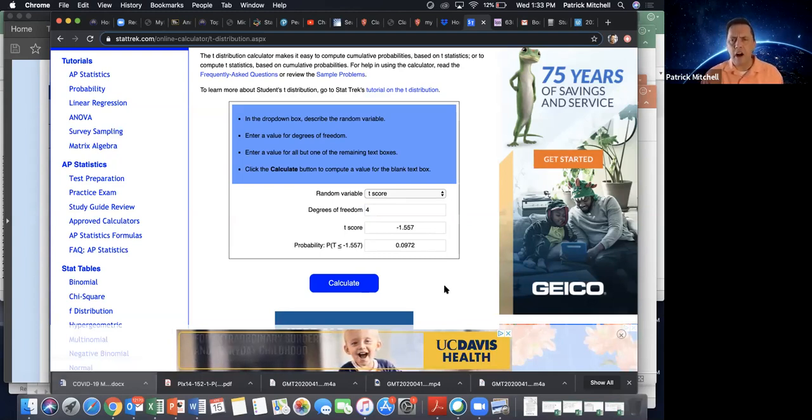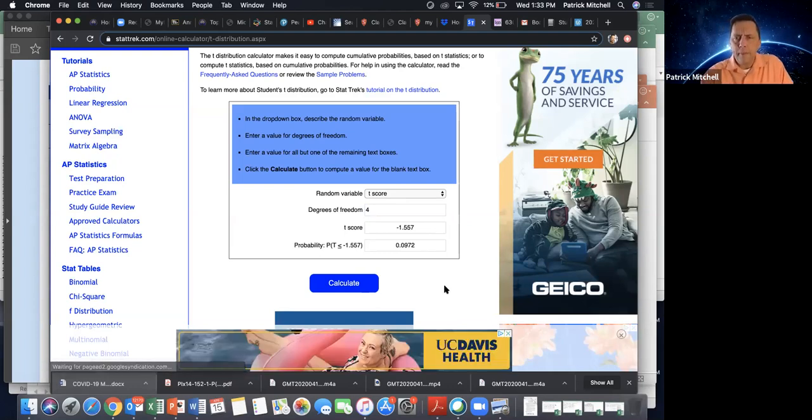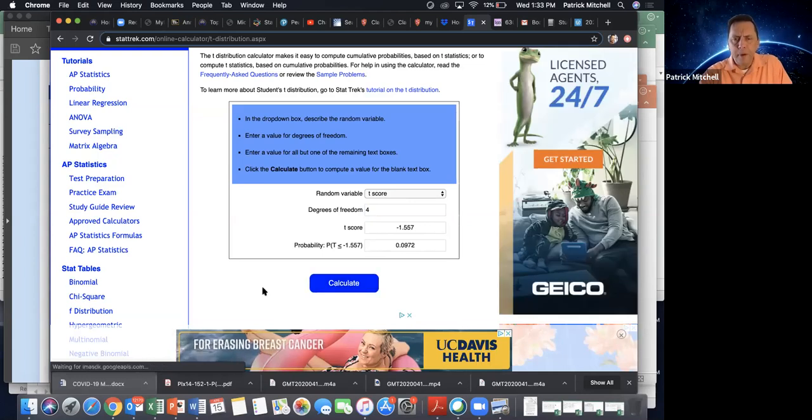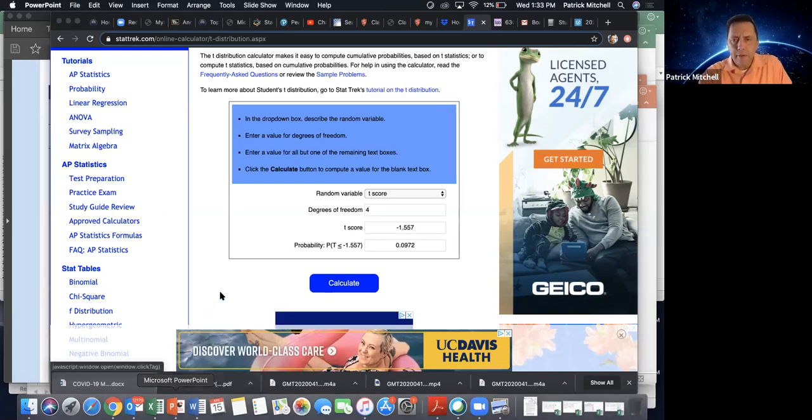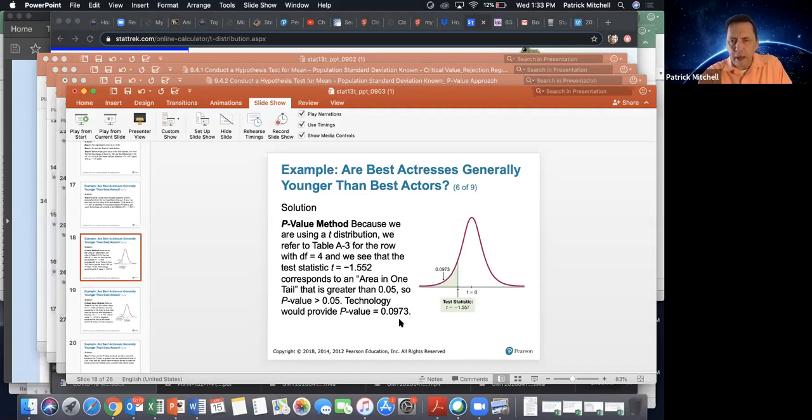I think it's a little off from the one that was in the PowerPoint probably because of rounding. Remember, we rounded this from negative 1.5565 something. Anyway, that's pretty close. Oh yeah, it's only off by 0.0001. So that's pretty good.